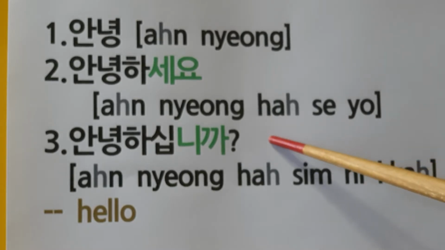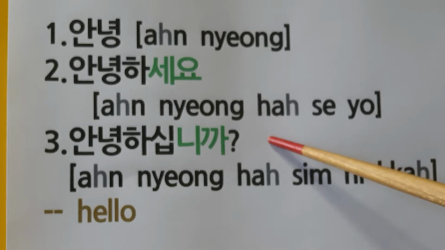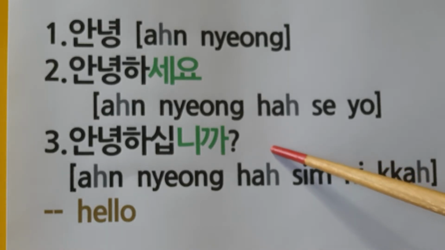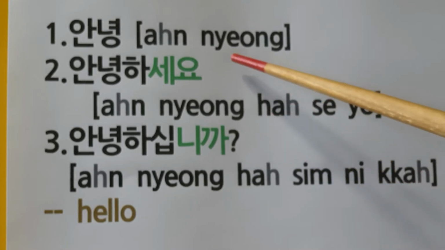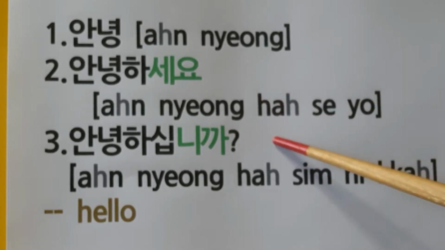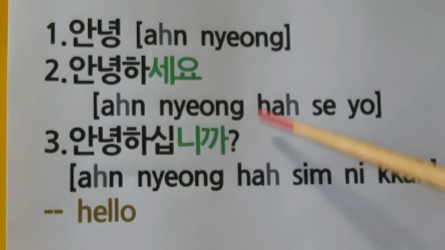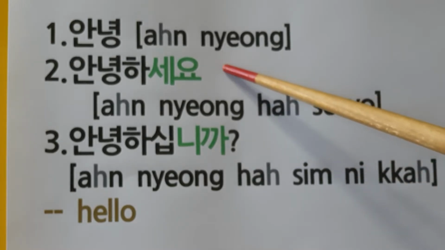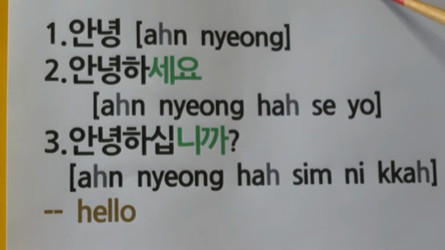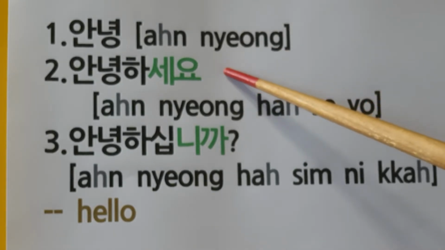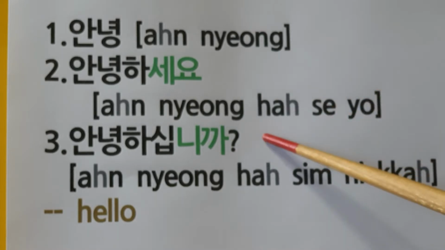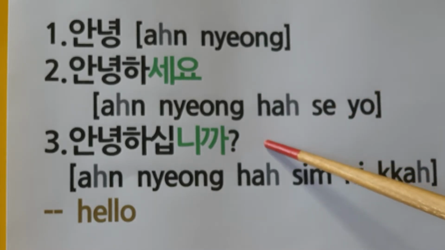Number 3, to older people. When you show some more respect, okay? Number 2, 3, both are okay. You could say to elders, this one too. Yeah? 안녕 to kids. 안녕 to your close friend. Okay? 안녕하세요 to anybody. 안녕하십니까? You want to show more respect to somebody, you could say 안녕하십니까?